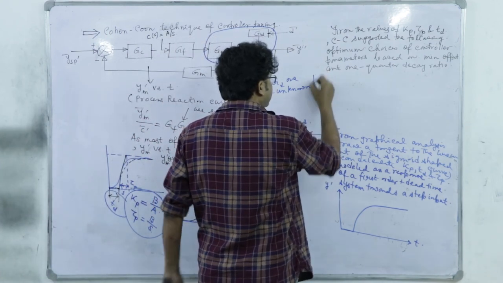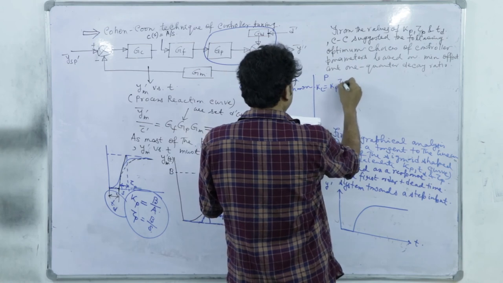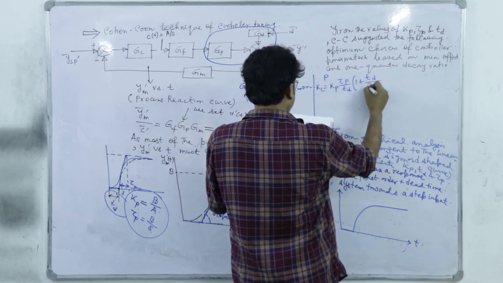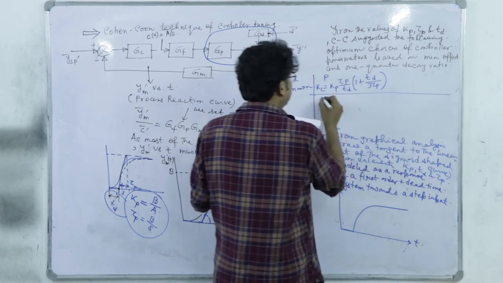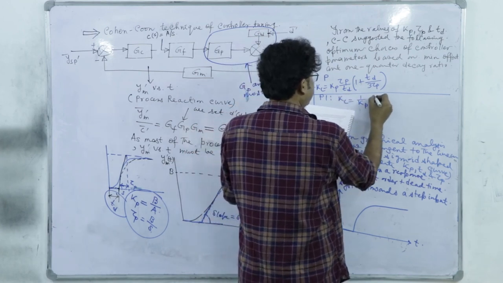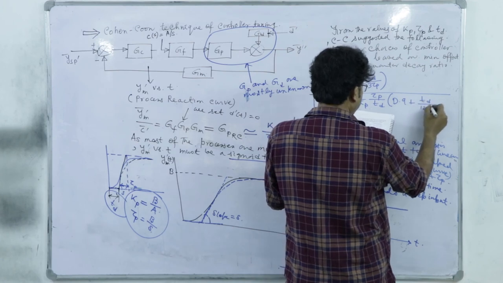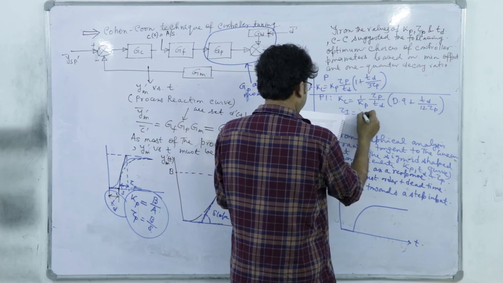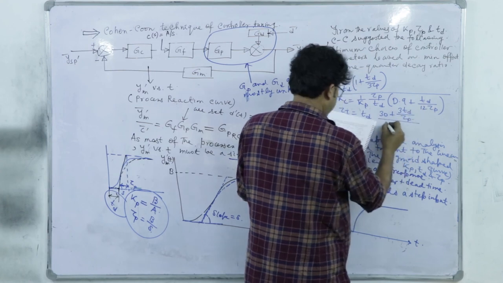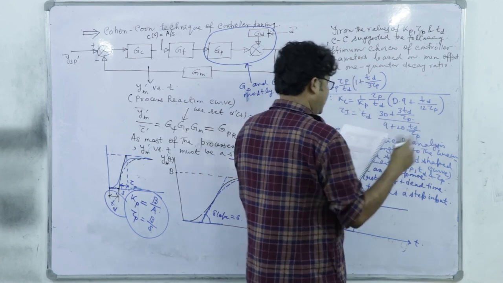For P controller, they have suggested that KC should be equal to KP into tau P by TD, 1 plus TD divided by 3 tau P. Right. For PI, they suggested that KC is equal to 1 by KP, tau P by TD, 0.9 plus TD divided by 12 tau P, and tau I is equal to TD, 30 plus 3 TD by tau P, divided by 9 plus 20 TD by tau P, and finally for PID controller.